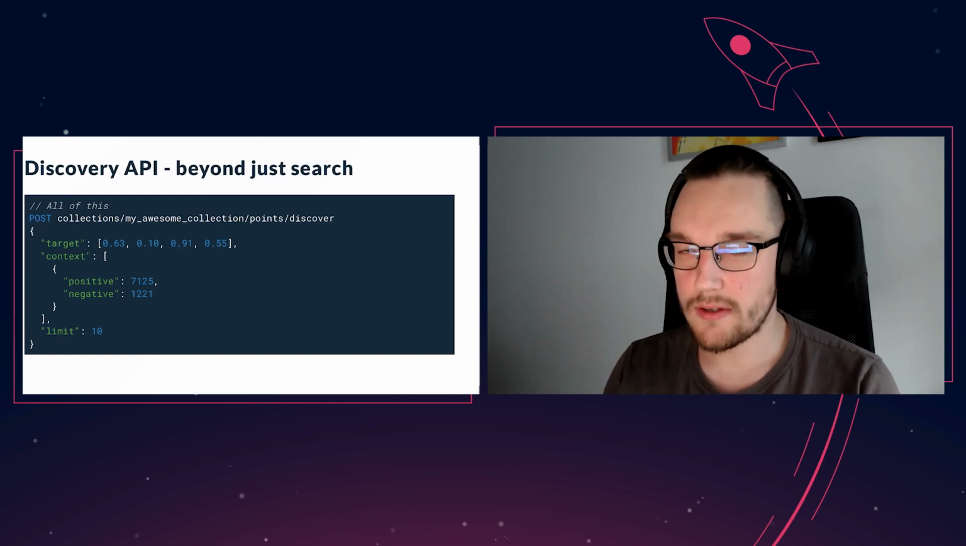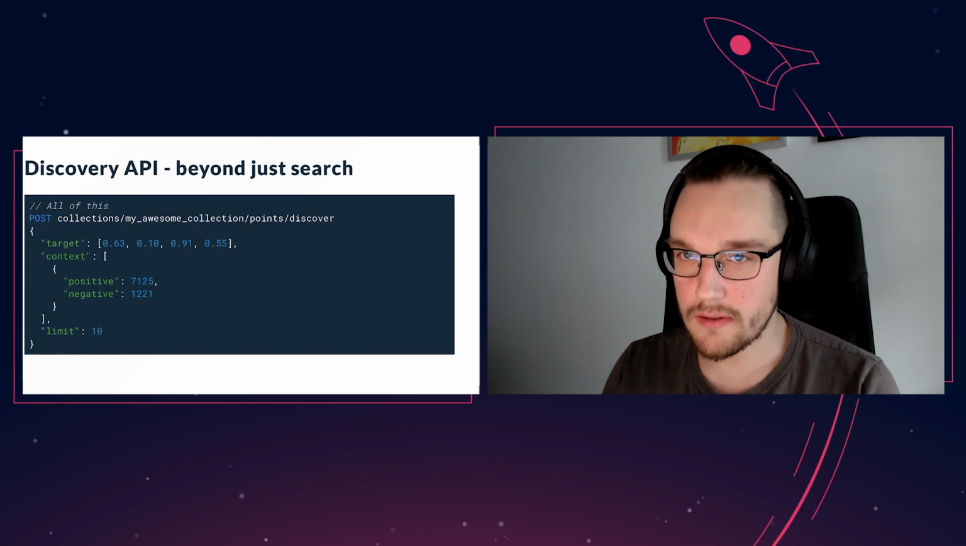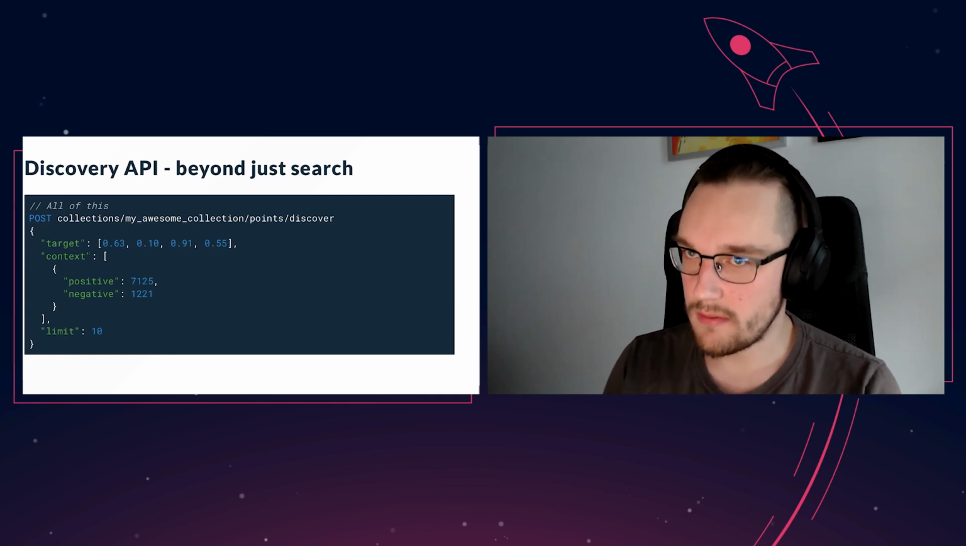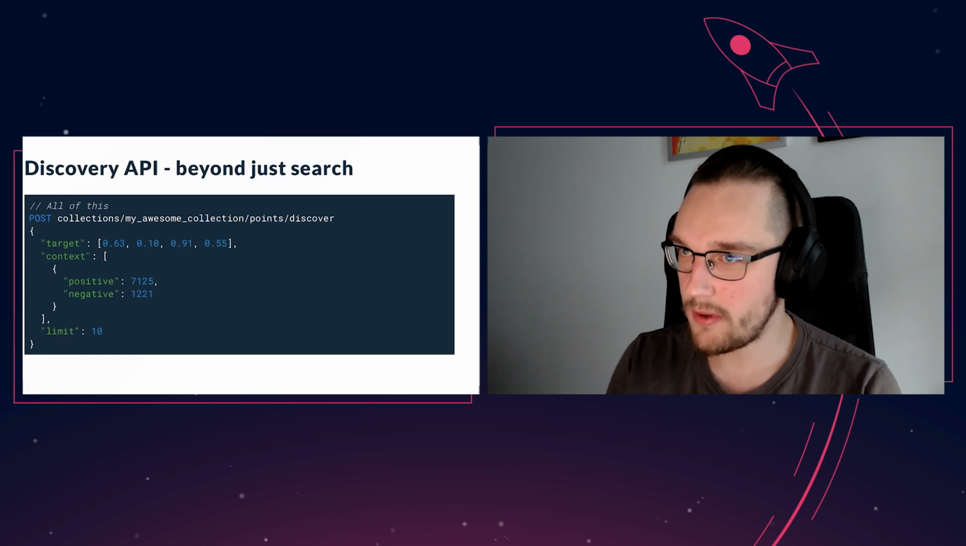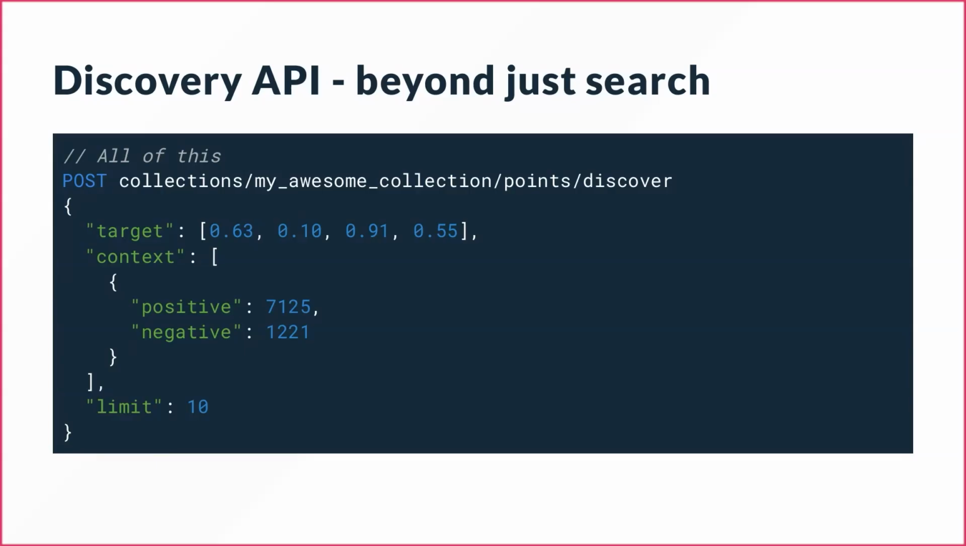So you can consider the positive example as another vector from the database or from your input. And as a result, to do a discovery search, we need 3 vectors minimum. It can be more, but let's consider for now that it's 3 vectors.